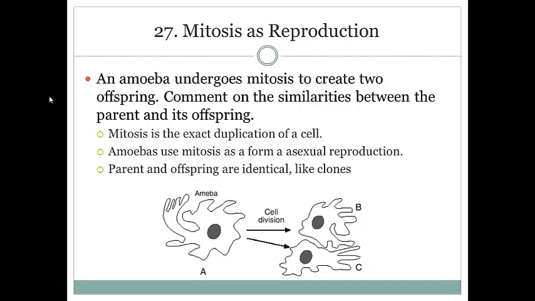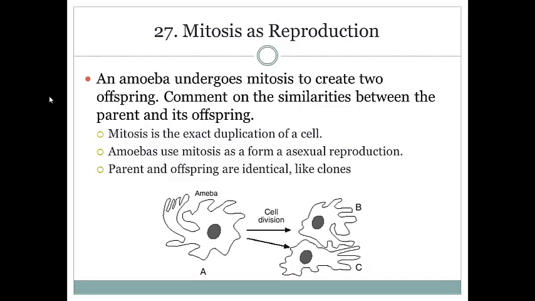Mitosis is a form of reproduction. So mitosis is usually for healing wounds, growing, that sort of thing. But it can also be used as reproduction for some organisms. So an amoeba undergoes mitosis to create 2 offspring. Comment on the similarities between parent and offspring.